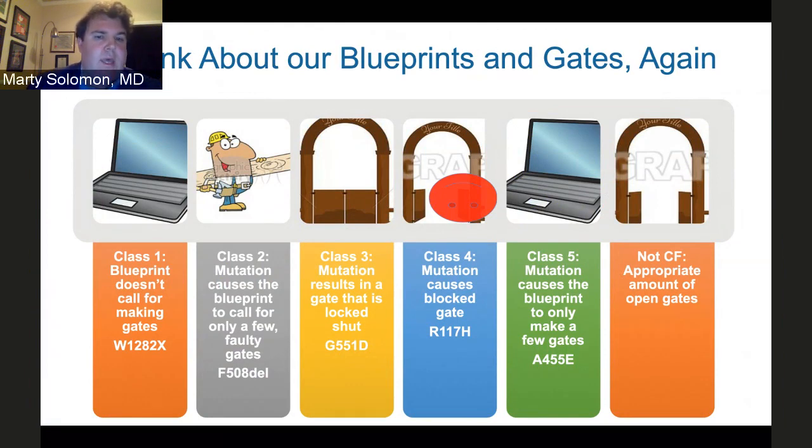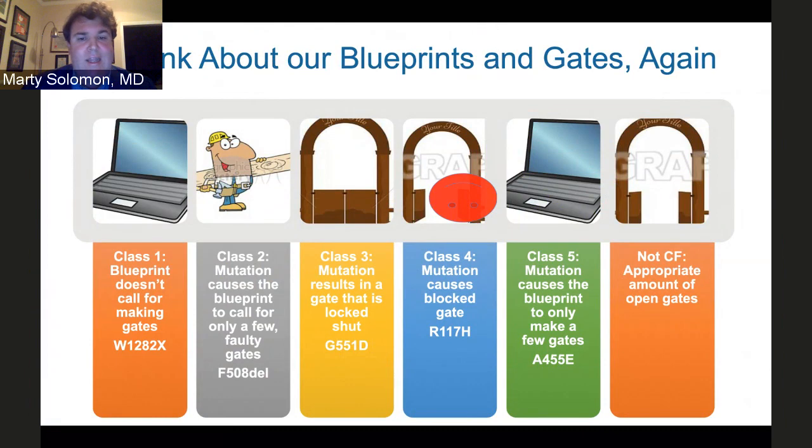In contrast, class 3 and 4 mutations are ones in which, in the case of class 3, the mutation results in a protein that has a gate, but it's locked shut permanently. An example of that, the most common of these, is the G551D mutation, which was the first mutation, some of you may be aware, that's treated by Kalydeco or ivacaftor. The next is class 4 mutations, in which the mutation causes a blocked gate. So again, we have a gate that's operative in the right portion of the cells on the surface, but the gate has a physical block to it, and it can't work.